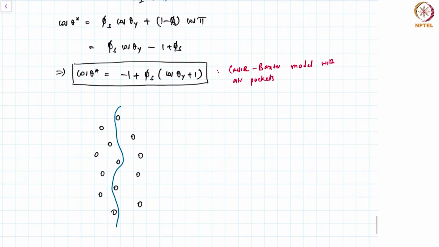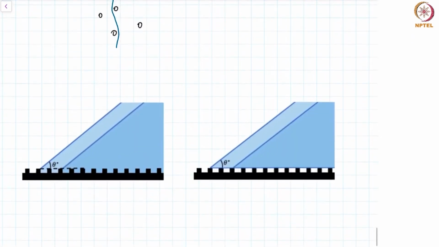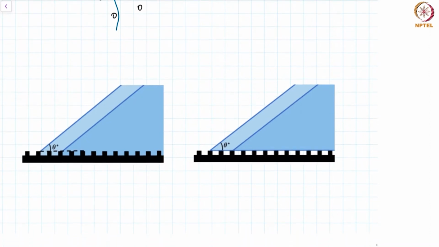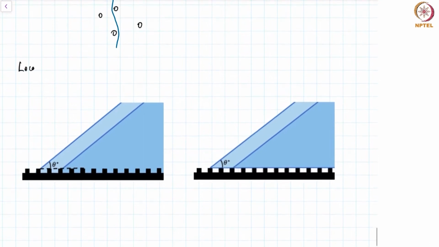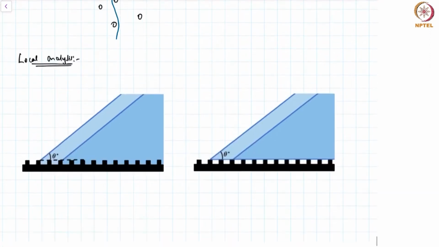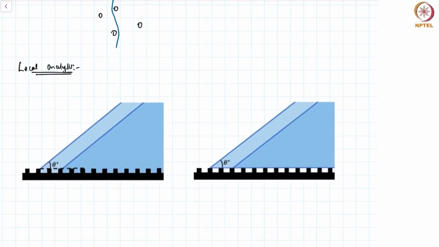the case where we have a flat surface and we have a local analysis that we've done. This kind of a local analysis was done when we did the analysis for the Young's angle, but we did not do this kind of a local analysis for the Cassie-Baxter and the Wenzel states. So let's quickly look at this local analysis. The local analysis also gives us some insights and it will help us understand the wetting transitions.